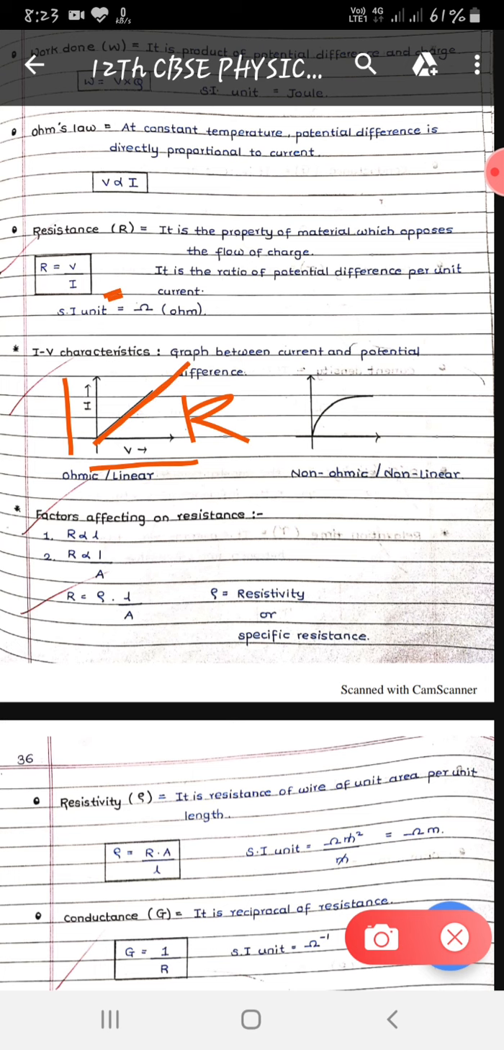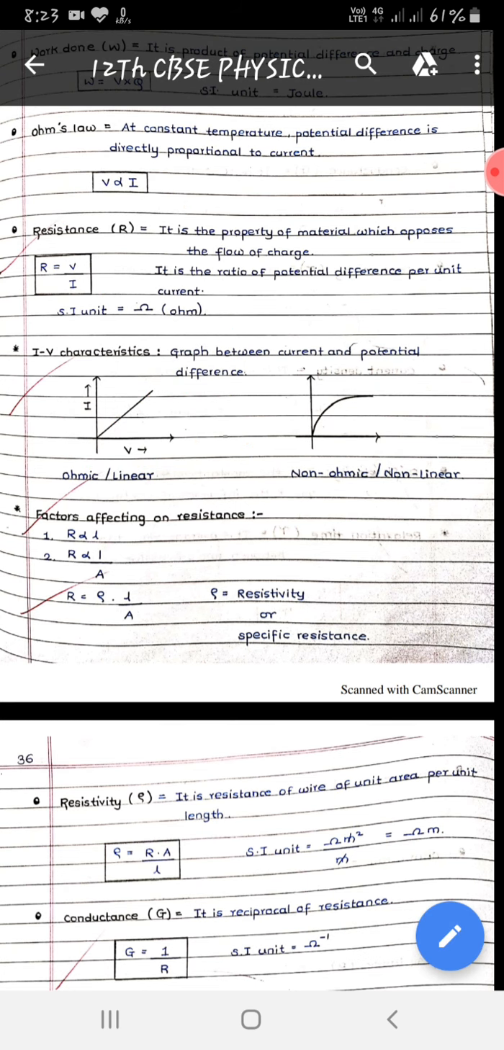If the line is straight, then we can say current and potential difference are directly proportional to each other, isn't it? And if the line is not straight, then it is called non-ohmic resistance or non-ohmic conductor, or non-linear also. So that's what I wanted to explain.